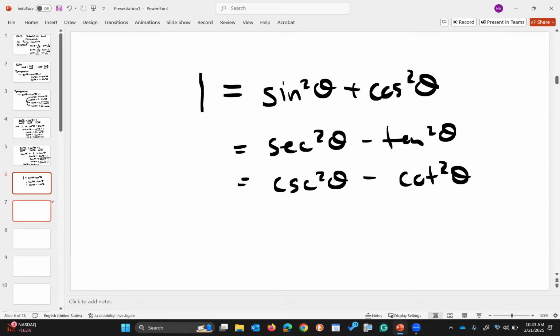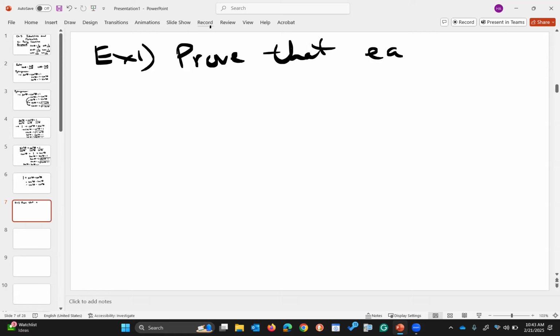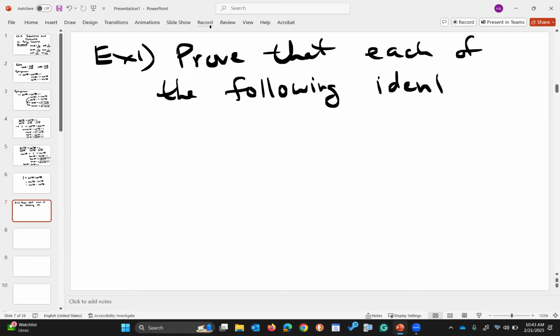Let's go with exercise now. So then we have 23 identities. Is that right? Boom. Okay, we're going to use these now. We've done this before, but we're going to use them to prove that these identities are the same. So let's go with it. Exercise 1, prove that each of the following identities are true.